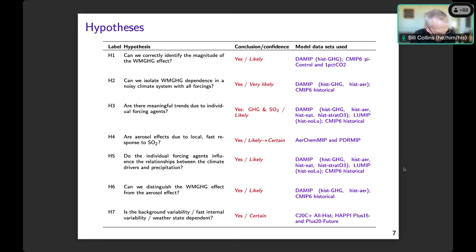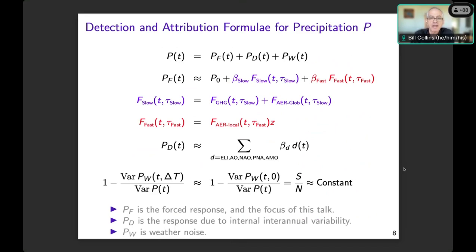So this led to, next slide, the following formulation for how we're going to do detection attribution. So we're going to claim that precipitation is a sum of a forced response, a driven response from internal modes of variability, and weather noise. And the forced response has a slow component, and that's a sum of the well-mixed greenhouse gases plus the global effect of sulfate aerosols, which are both acting on the ocean to alter sea surface temperature, and then a fast local response from local radiative and aerosol cloud interactions.